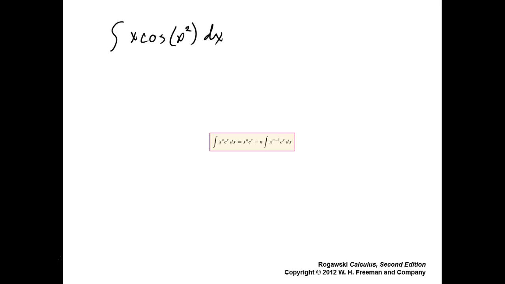Substitution. Let u equal x squared, du is 2x dx. There's your x, and 2 can come out as 1/2. So that's the substitution. The second one of these is the integral of x cosine x dx.